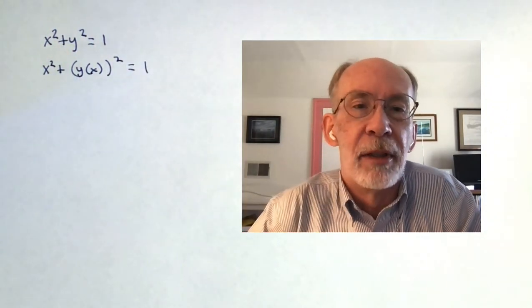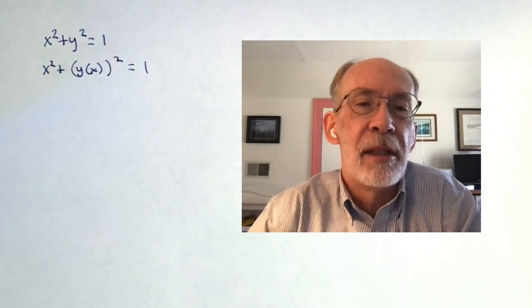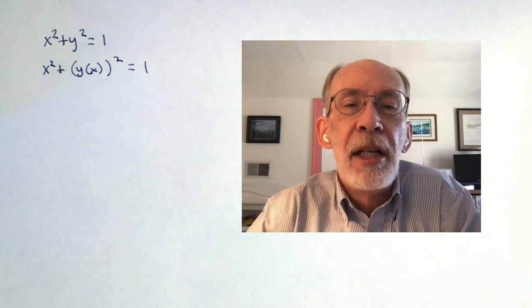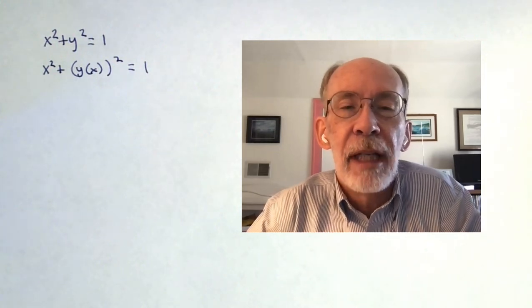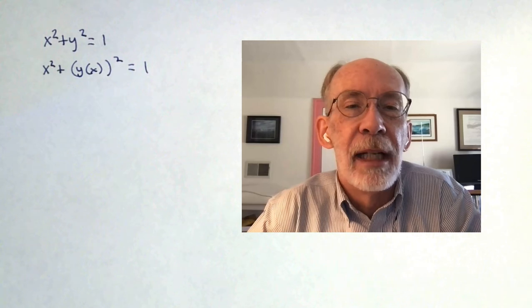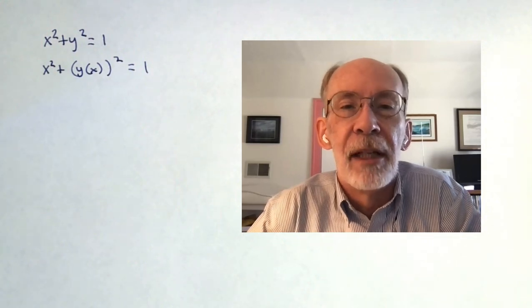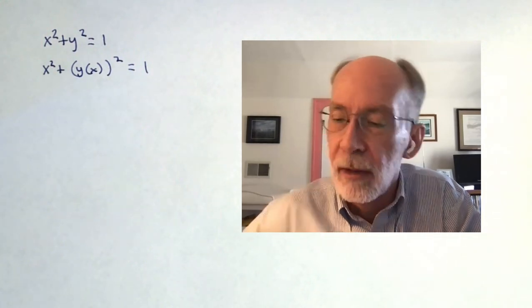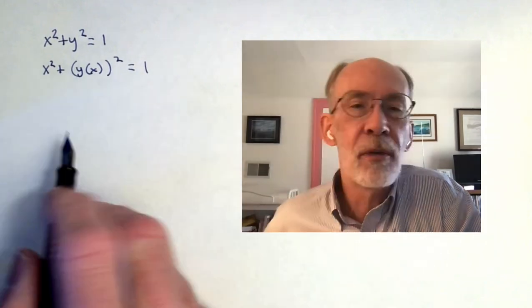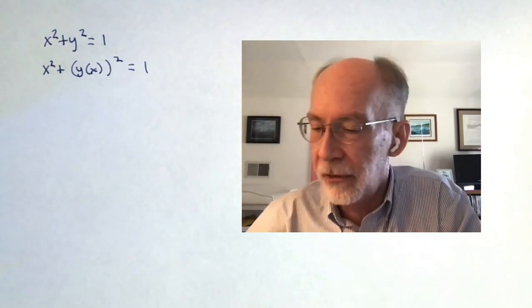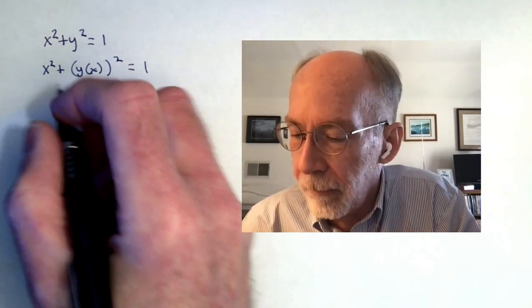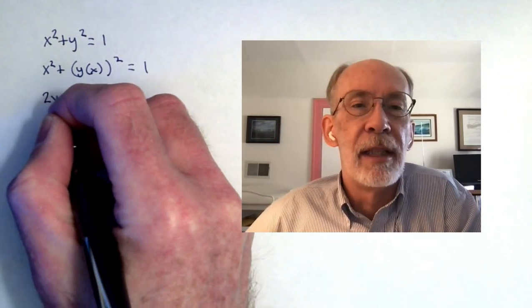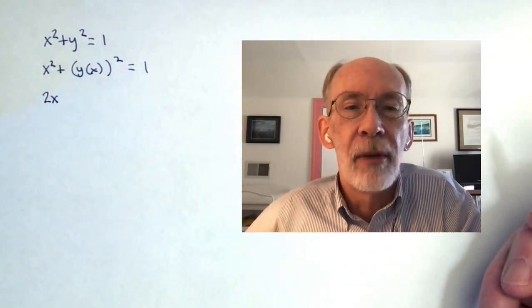Now, a little bit of algebra will tell you what that function is, but suppose we didn't know it. I know that if I differentiate on both sides of an equation, I should get a true statement, right? The derivatives of things that are equal are equal. So I'll differentiate the left-hand side with respect to x. And of course, if I differentiate x², I get 2x.